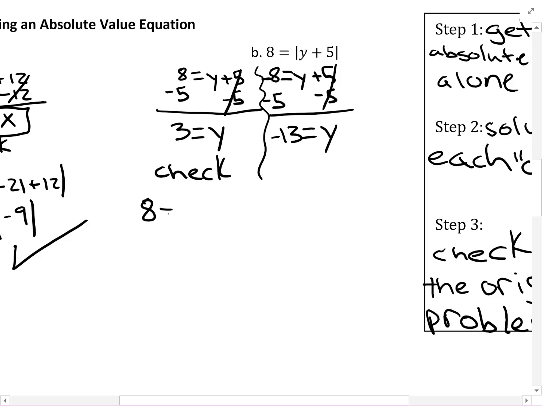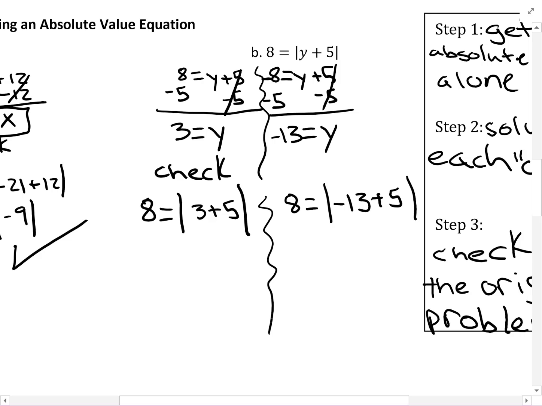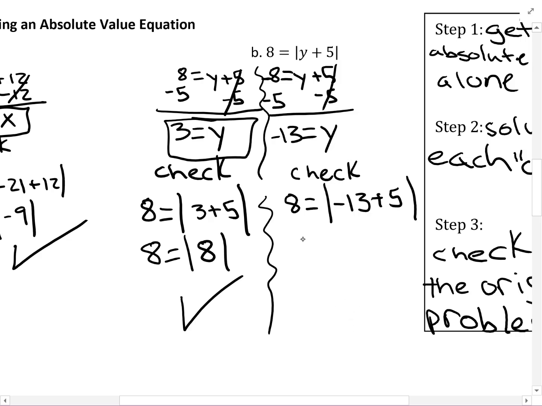We have 8 equals absolute value 3 plus 5, and 8 equals absolute value negative 13 plus 5. Three plus 5 is 8, so that works out. And negative 13 plus 5 is negative 8, so that one also works.